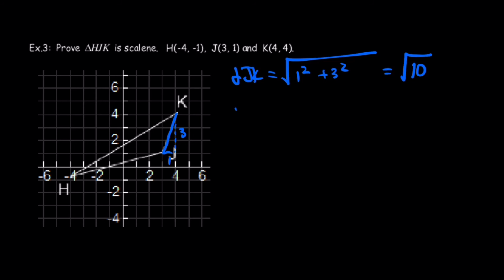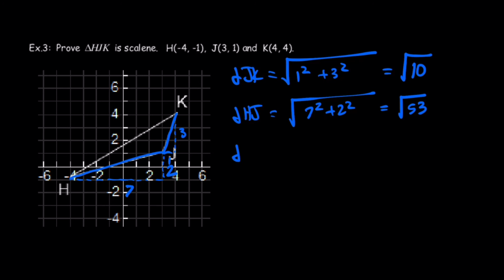Next, HJ. A little hard to see here, but I'm going to make a right triangle. Delta y in this case is 2. Delta x is 1, 2, 3, 4, 5, 6, 7. So I get 7 squared plus 2 squared. 7 squared is 49, 2 squared is 4. Add those together, you get square root 53.